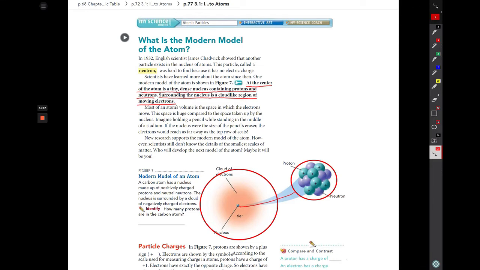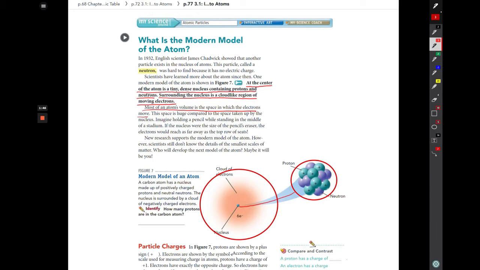It's important to sort of understand the scope of the size of this, because most of the atom is actually empty space. So most of the space or the volume that makes up the atom is that area where those electrons are kind of whirling around out there in the cloud.